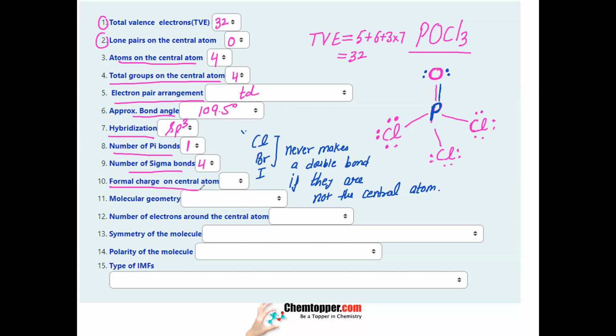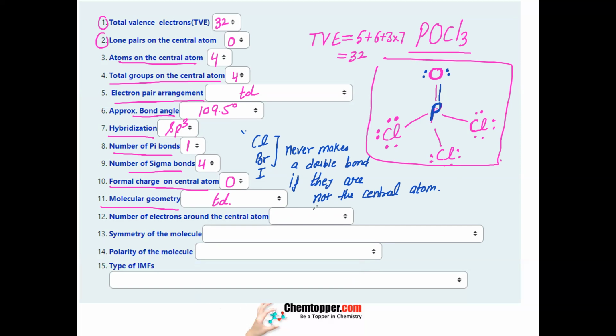Formal charge on the central atom? Zero. Use that equation. Molecular geometry? No, Siddharth. If there are four groups and all four are atoms, it's tetrahedral. How come it is square planar? Square planar is only in case of octahedral. So this is tetrahedral. Draw it properly the way I have made. I made it exactly as tetrahedral.